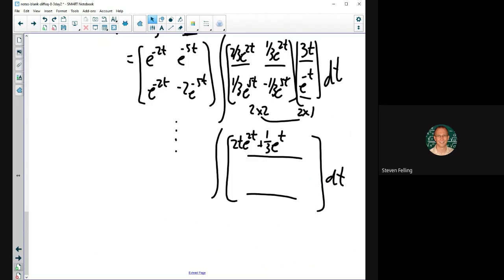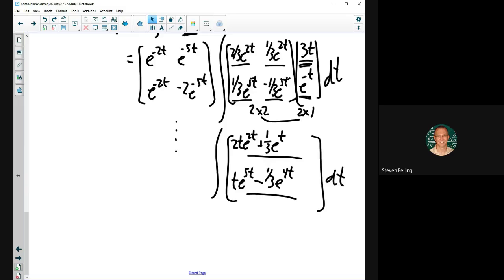Okay? And then over here, we're going to take this times this. So it's going to be 1/3 times 3, which is 1, and then it's going to be t e to the 5t. And then it's going to be this times this, so minus 1/3 e to the 5t minus a t is 4t.